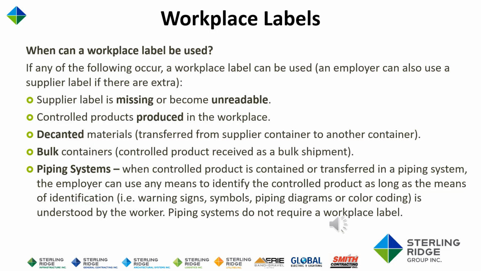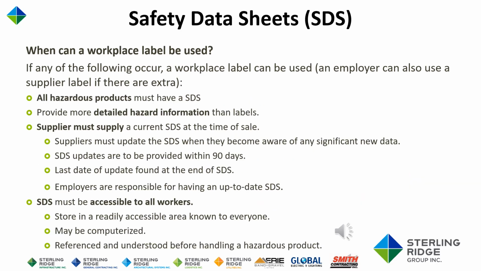Piping systems do not require a workplace label. When can a workplace label be used? If any of the following occur, a workplace label can be used. An employer can also use the supplier label if there are extra.